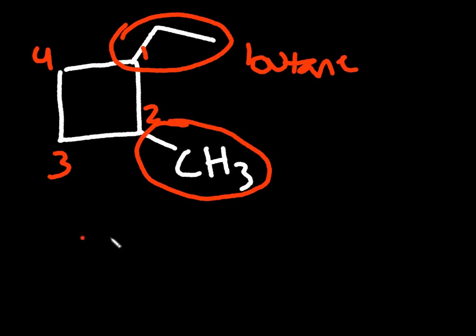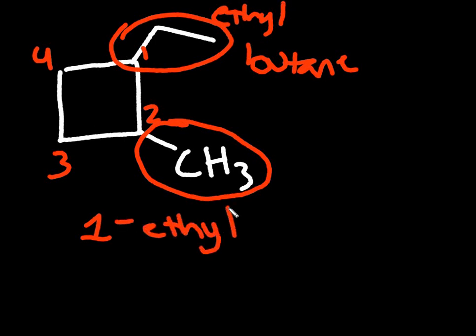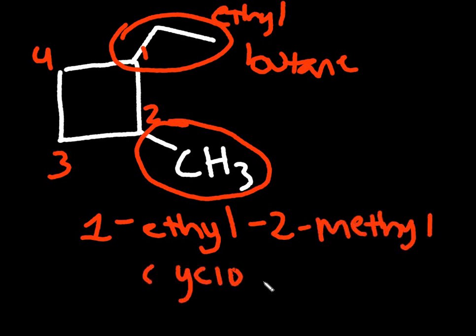Let's put it in alpha order. And this is called ethyl. So we have 1 ethyl, 2 methyl cyclobutane. All right.